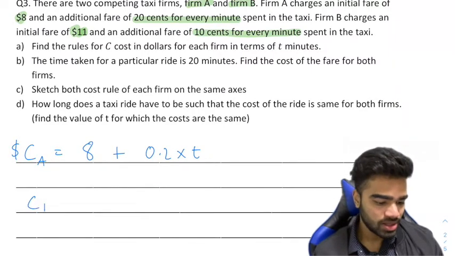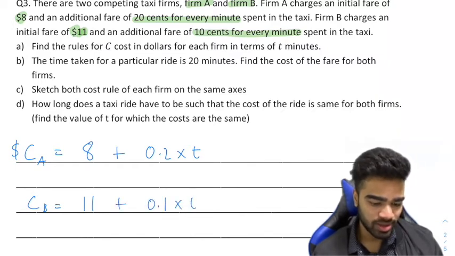Okay. C of B is very similar. So initial fare of $11 plus 10 cents, which is 0.1 times by T. And that's both rules done.